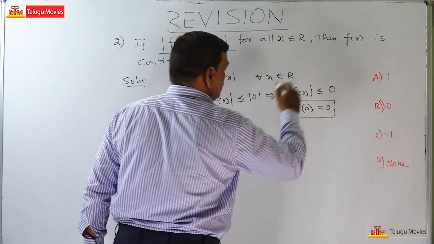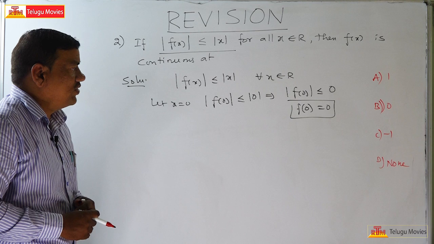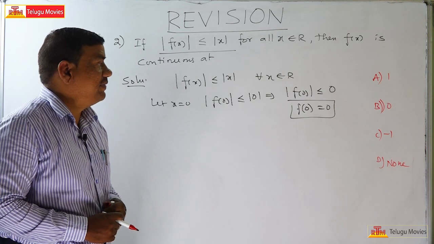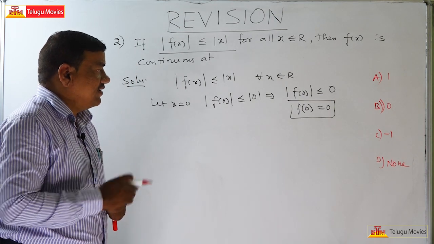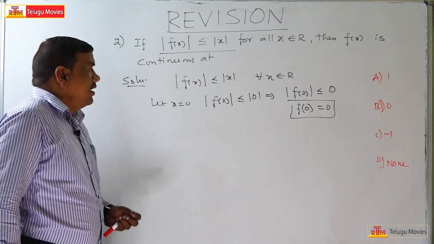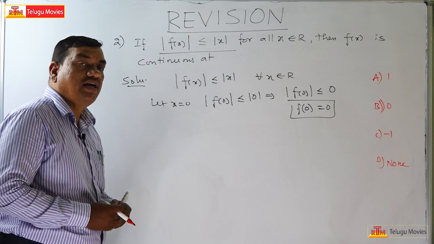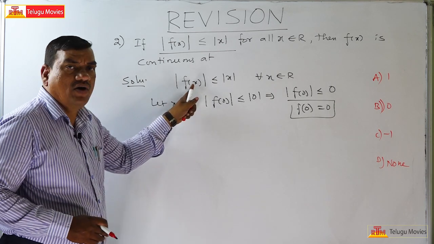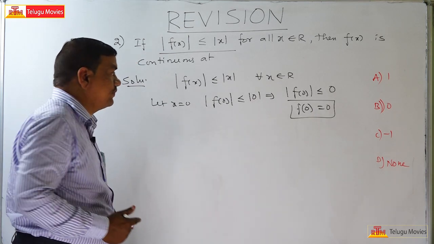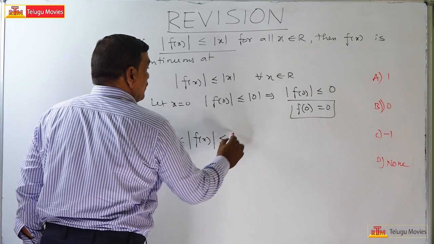Modulus of f of 0 is less than or equal to 0 is possible only when f of 0 is equal to 0. Why? Because the modulus value can never be negative. From that we got f of 0 is equal to 0. Next, we know that modulus of any number or any function is greater than or equal to 0. It is either 0 or positive. That's why 0 is less than or equal to modulus of f of x, which is less than or equal to mod x.